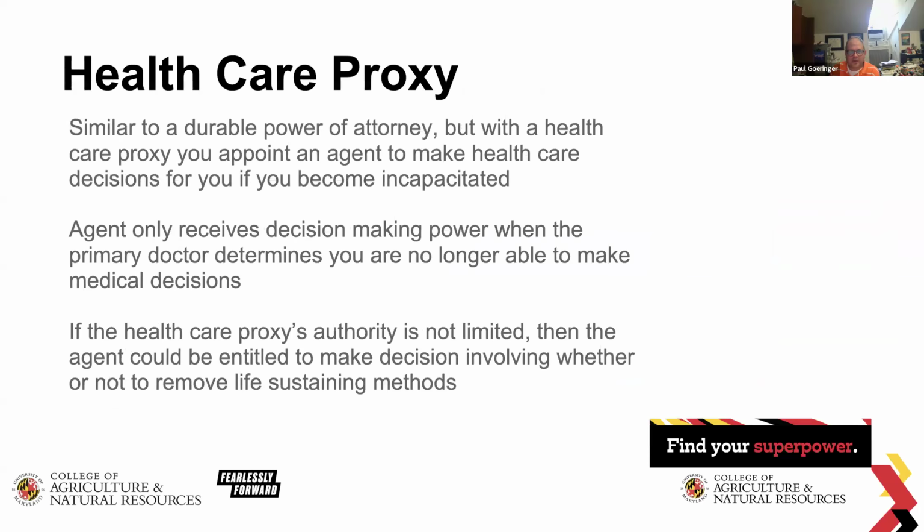It's the same idea with healthcare. We're going to have one person who's going to do healthcare. The durable power of attorney is going to make business decisions. The healthcare proxy is going to make healthcare decisions for you. You want to do this. It's also going to be based on a doctor's authority that you are no longer able to make those medical decisions. The last bullet point really no longer matters, but I still leave it in there anyway, just as something to think about.